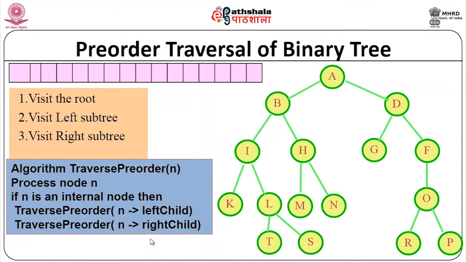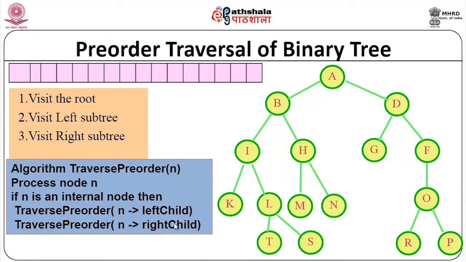So, we will take each node. I have got a small simulation of this. So, preorder: visit the node, visit the root, visit the left subtree, visit the right subtree. The algorithm is again a recursive definition: process node n, traverse preorder the left child, traverse preorder the right child.